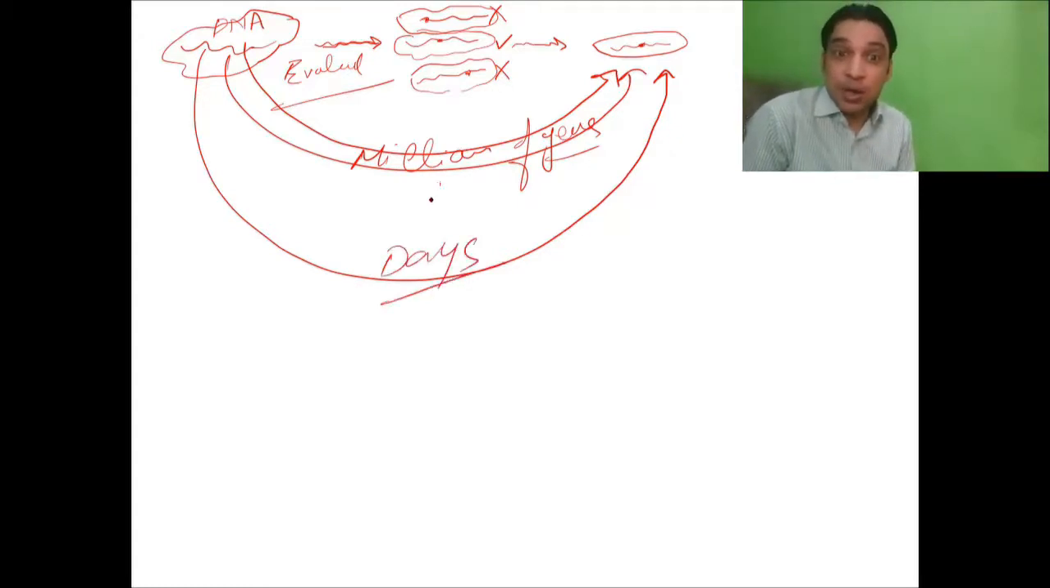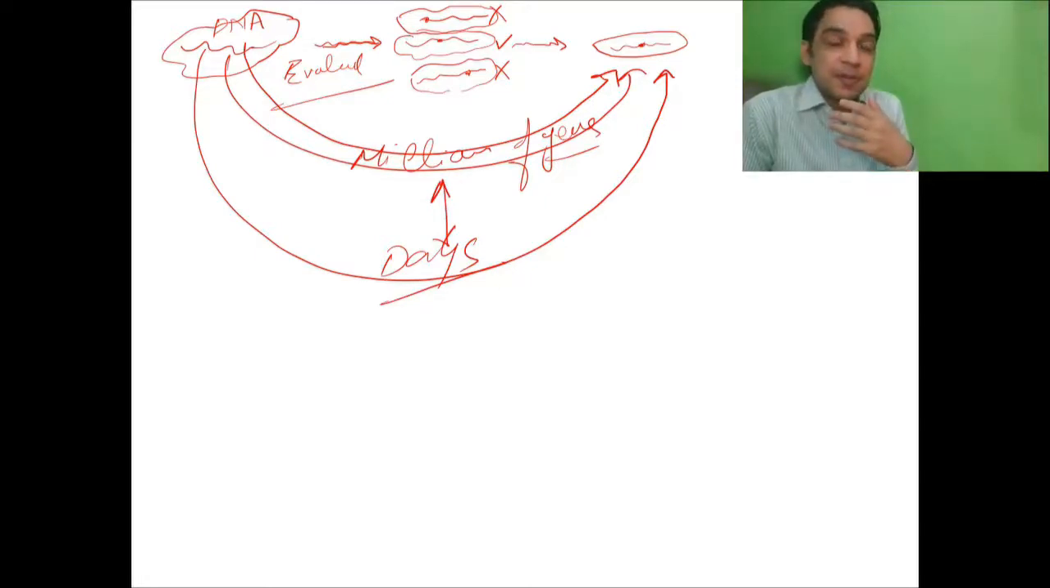Now think about it, compare the two courses and two pathways. The natural pathway of creating a favorable mutation to change the species took millions of years.